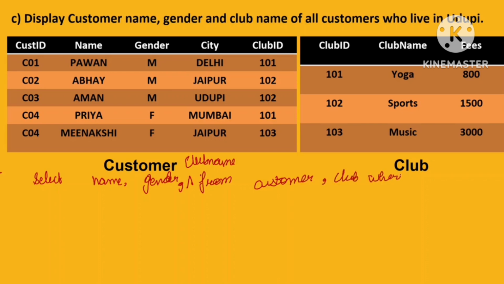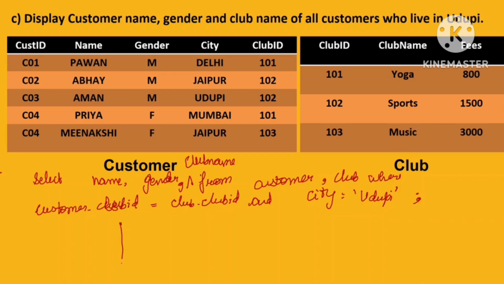where customer dot club id equal to club dot club id, and city is equal to Udupi. So the data will be displayed.